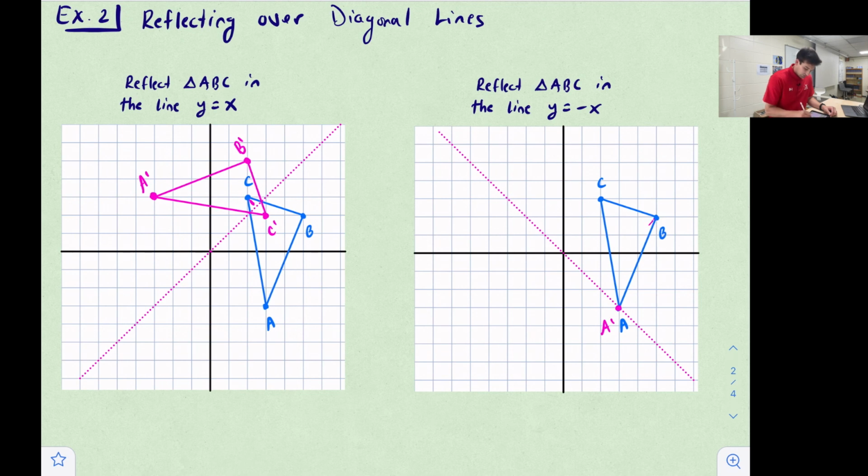B, we've got like 1, 2, 3 and a half. So half, 1, 2, 3. So B will be right there, B prime. C, we've got 1, 2 and a half. So half, 1 and 2. C will be right here, C prime. So now we've got A to A prime to B prime, B prime to C prime, and C prime back to A prime, okay? And we have reflected that triangle over y equals -x.